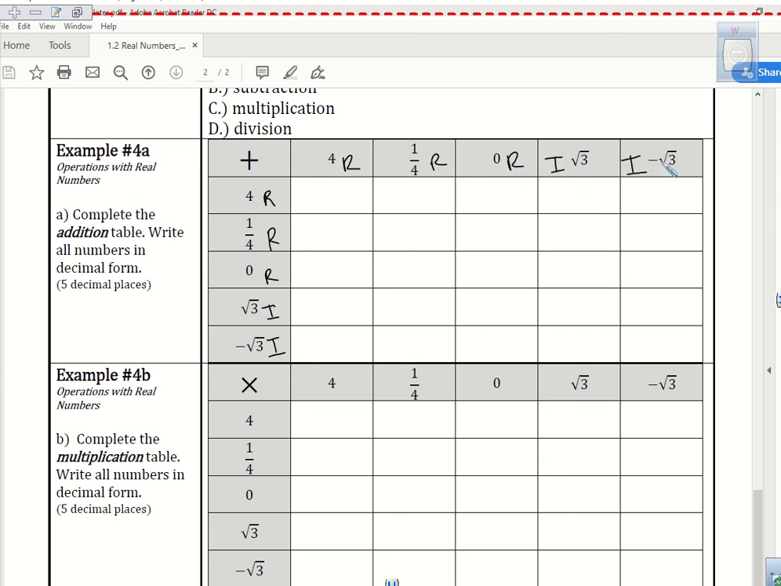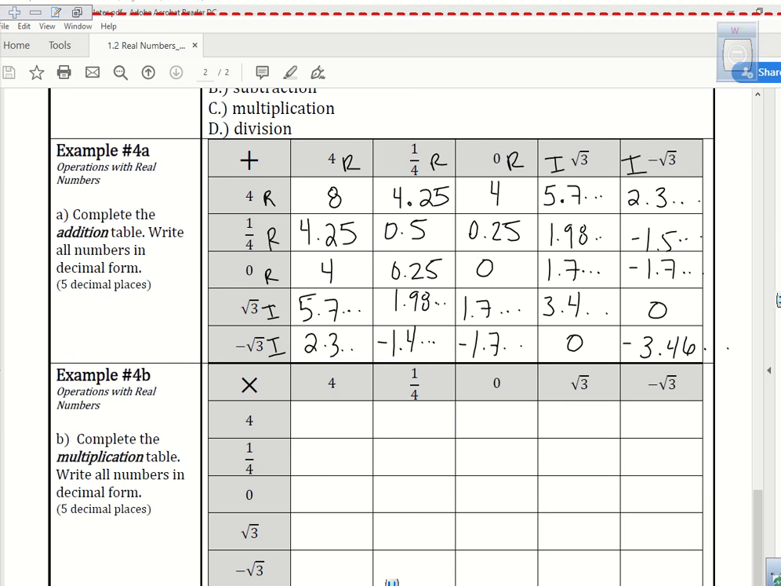So same thing like we did in 1.1 notes, you guys are adding. So for example, 4 plus 4 is 8. 4 plus 1/4 is 4.25. Okay, I'm going to pause the video, take a moment to go ahead and complete this table. Okay, here's my completed table.